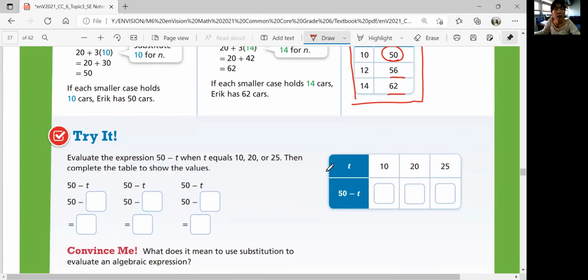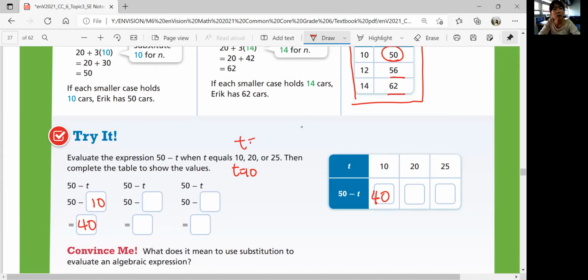Okay, let's do the same thing for the try question. Evaluate the expression 50 minus t when t equals 10, 20, or 25. Then complete the table to show the values. So substitute 10, 20, 25 for t. What if t is equal to 10? Then substituting 10 instead of t, we have 50 minus 10, which is 40. So if t is equal to 10, the expression 50 minus t is 40.